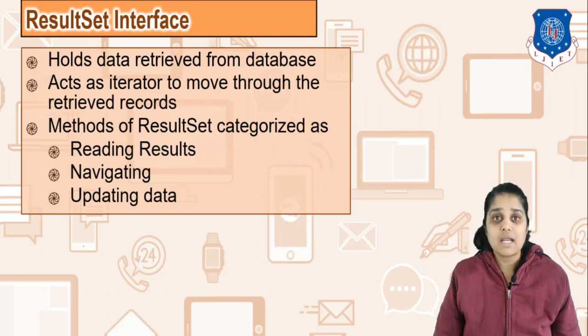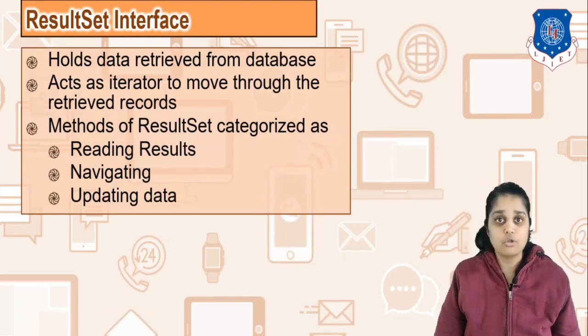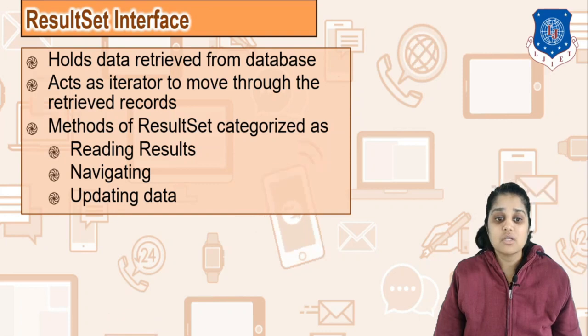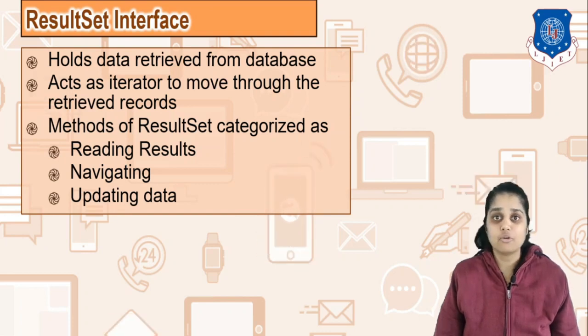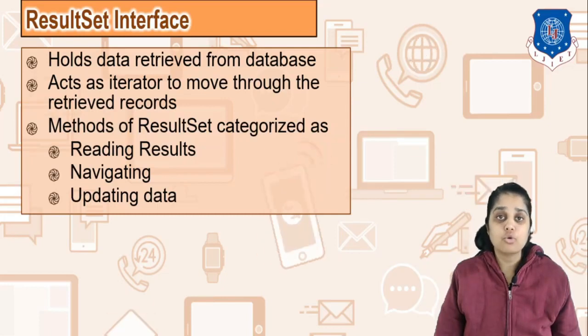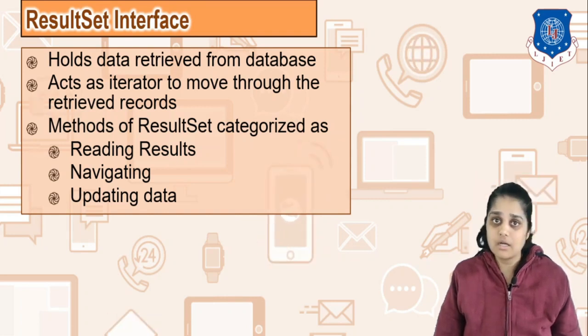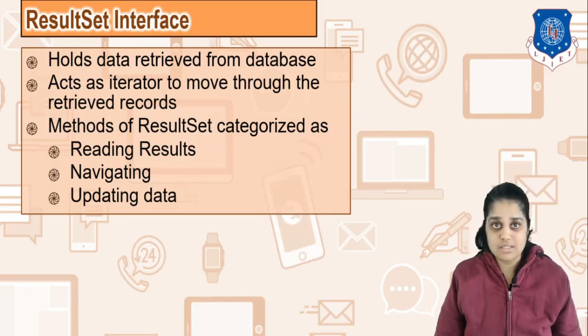So the ResultSet interface is basically responsible for getting the data from the database and displaying it back to you. Its main function is to hold the retrieved data from the database. It will also act as an iterator to move through all the retrieved records. So let's take a simple example. You are retrieving your data from a database using the ResultSet interface. Now the whole database is in your ResultSet interface.